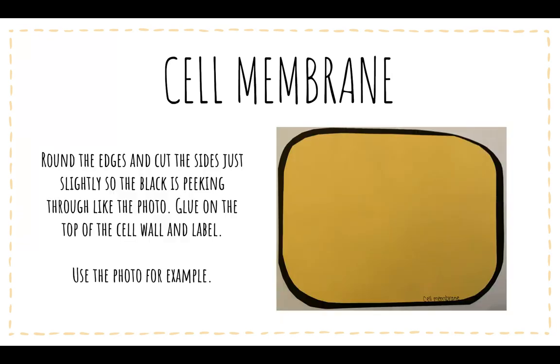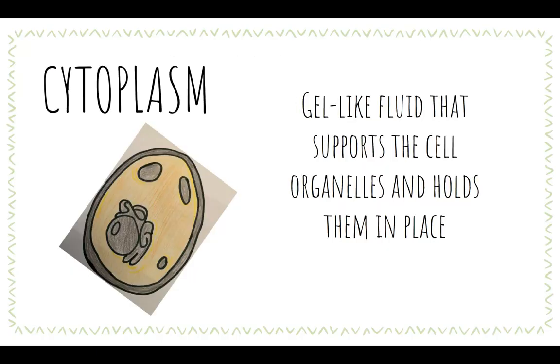Yellow paper. Round the edges and cut the sides just slightly so the black is peeking through like the photo. Glue on the top of the plant cell wall and label. Use the photo for an example.